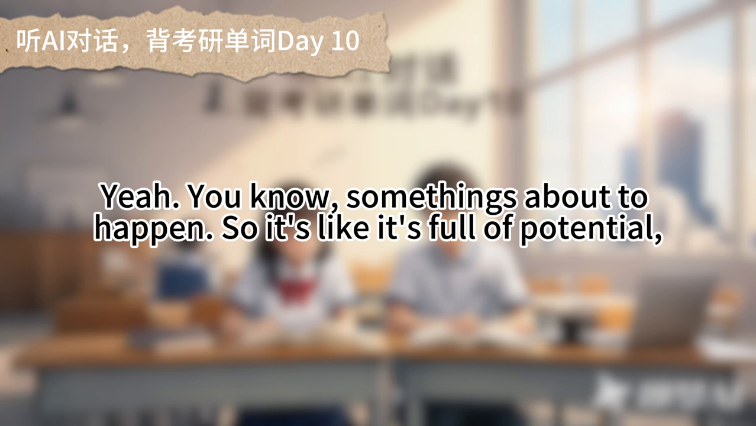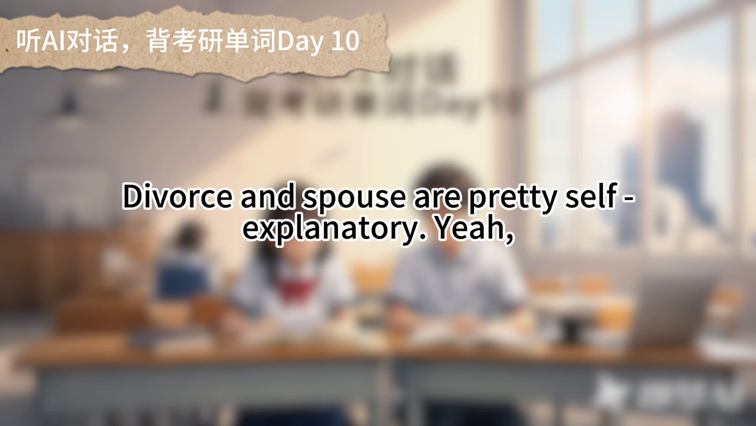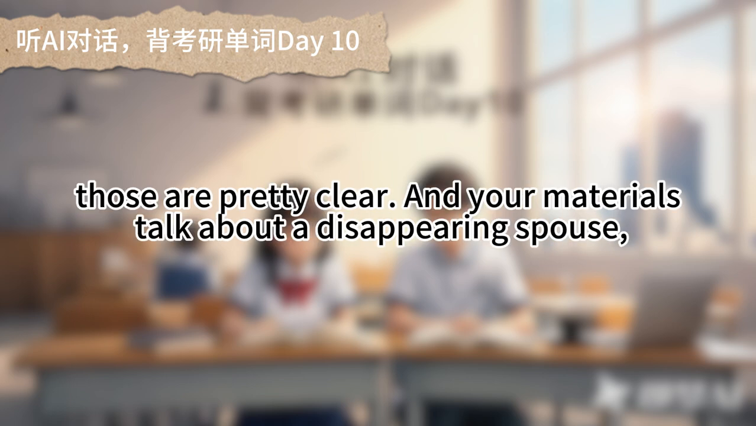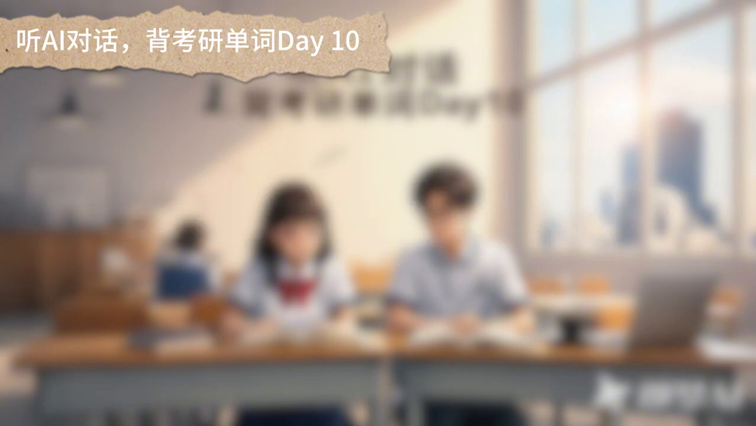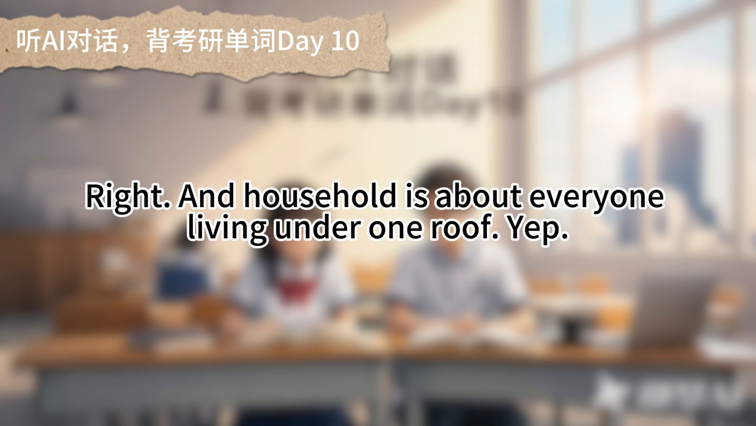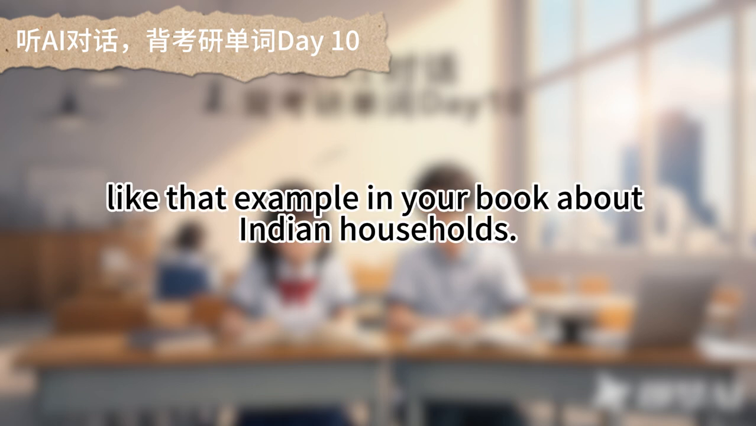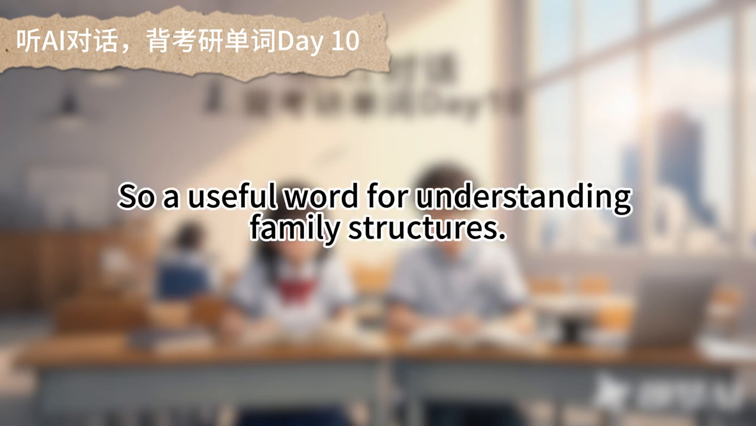Yeah. You know, something's about to happen. So it's like it's full of potential, ready to burst. Exactly. Divorce and spouse are pretty self-explanatory. Yeah, those are pretty clear. And your materials talk about a disappearing spouse, which highlights that spouse can be either husband or wife. Right. And household is about everyone living under one roof. Yep. And they often use this word in surveys and statistics, like that example in your book about Indian households. So a useful word for understanding family structures.